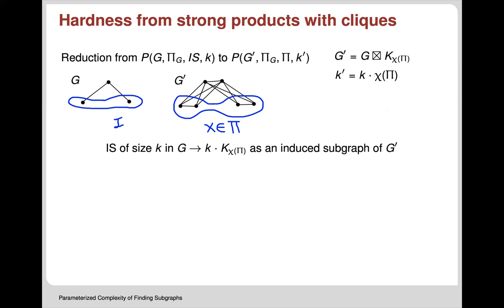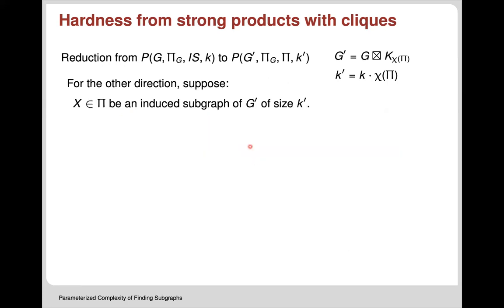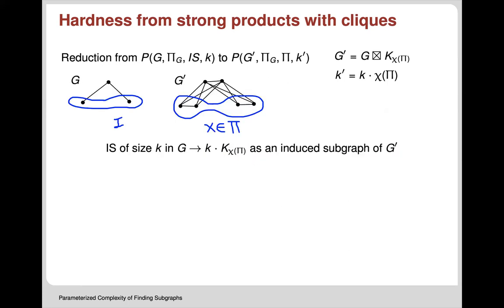Because the independent set has size k, now in G prime I get k disjoint copies of this complete graph, and as we know that pi includes all the disjoint unions of cliques, that means we are done, because this is the required induced graph, and the size is also k times chi of pi.